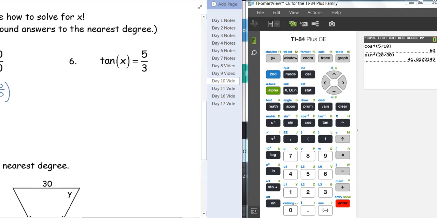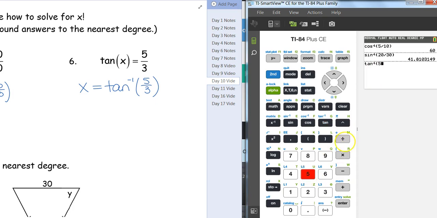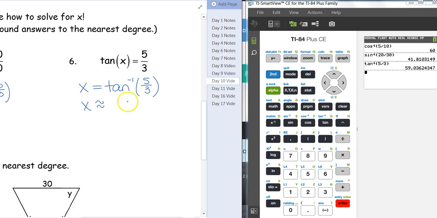Our next one, number 6, we've got tangent of x is equal to 5 over 3. Again, we're solving for an angle. Anytime we're solving for the angle, we're using the inverse. So tangent to the negative first, the inverse of that ratio, 5/3. We go to second tangent, type in our ratio 5/3. We hit enter. And x is going to be about 59.036. Rounding, that 0.0 means that we're going to stay the same. So x is going to be about 59 degrees.